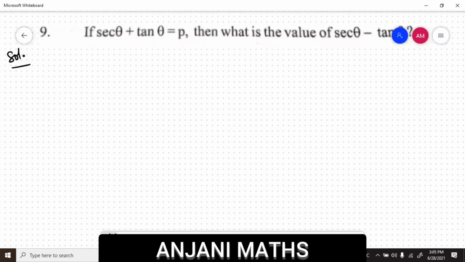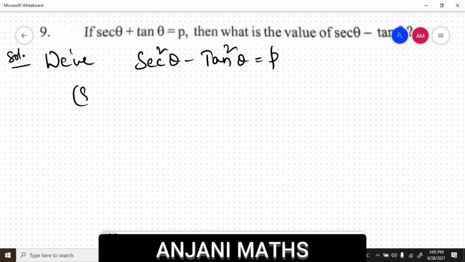So secant theta plus tan theta equal to p. We have to find secant theta minus tan theta. Is there any trigonometric identity relating secant theta and tan theta? Yes. What is that? We have secant square theta minus tan square theta is equal to how much? a square minus b square. How can we write that? a plus b into a minus b, that is secant theta plus tan theta into secant theta minus tan theta.